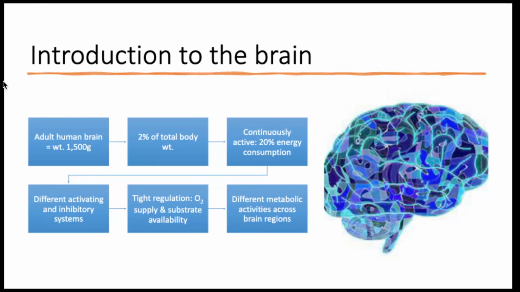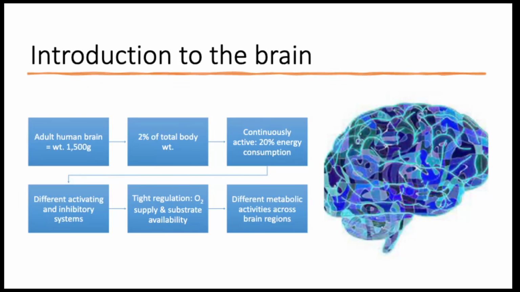So, an introduction to the brain. Essentially, the adult human brain weighs around 1.5 kilograms, which represents only 2% of total body weight. Those of you familiar with physiology will know the stat, and it is true that even though the brain is only 2% of body weight, it consumes 20% of the body's total energy. So our brain is continuously active, even when we're sleeping, even when we're under anesthesia.